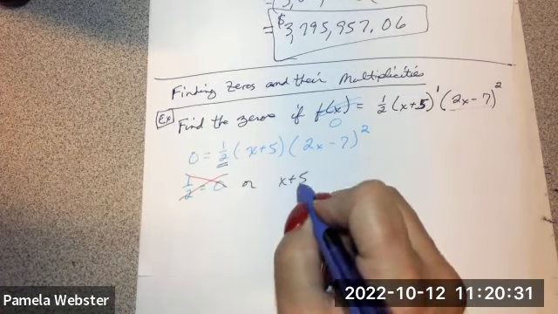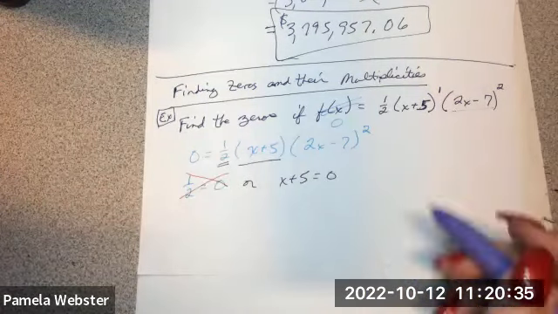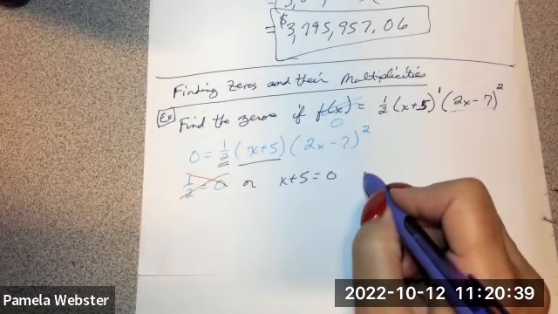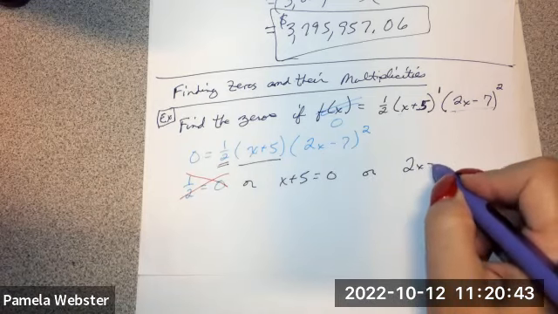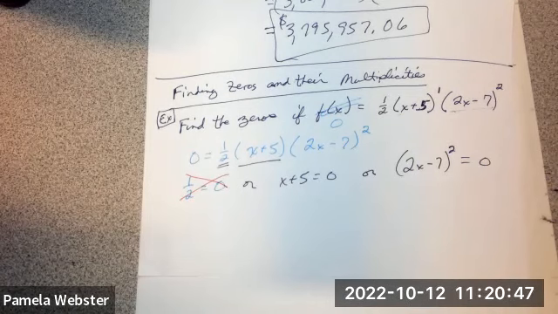Or x plus 5 equals 0. That's this factor. That one could be, so we need to watch out for that one. Or that might give me a 0. 2x minus 7 squared can equal 0, right?